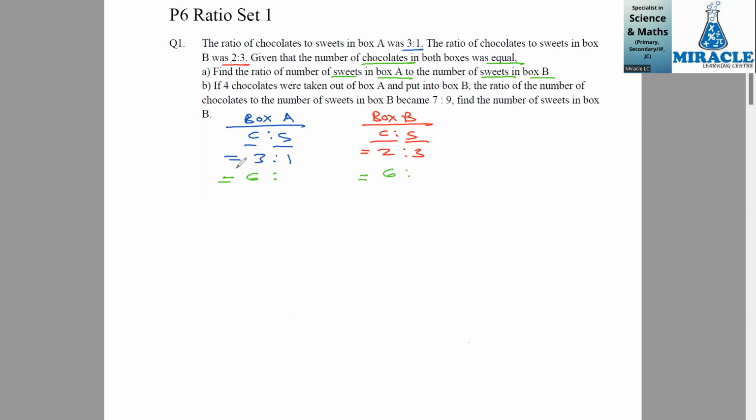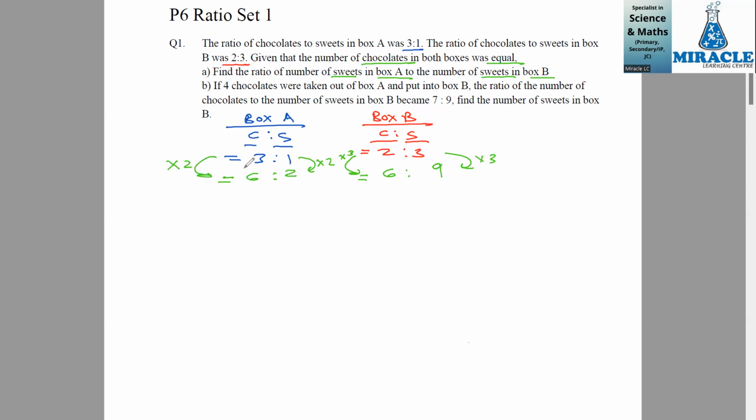So we have to find a way to make both sides 6. So how do we get 6 from 3? We multiply it by 2. So we do the same for the right-hand side. 1 times 2 gives us 2. And as for the ratio for box B, to get 6 from 2, we need to multiply it by 3. So we do the same for the right-hand side, and we get 9.